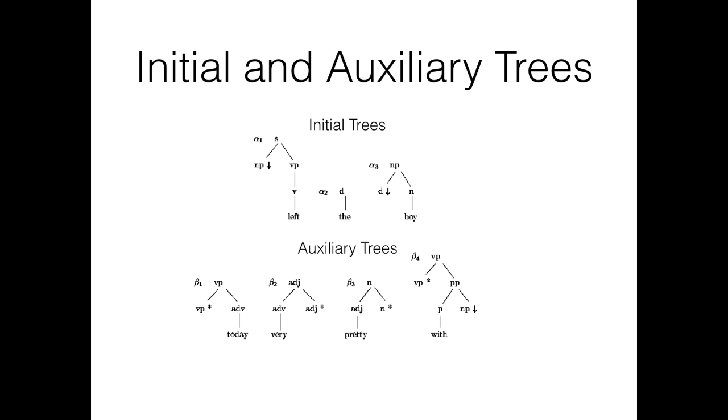On the slide we also have some auxiliary trees, beta 1, beta 2, beta 3, and beta 4. We can see that these trees satisfy the constraints of the auxiliary tree definition, that one of the frontier nodes must be marked as a footnode and labeled with a non-terminal that is the same as the root node. Notice that we can look at beta 1 and see that VP is marked as a footnode and that VP is also the root of the tree.